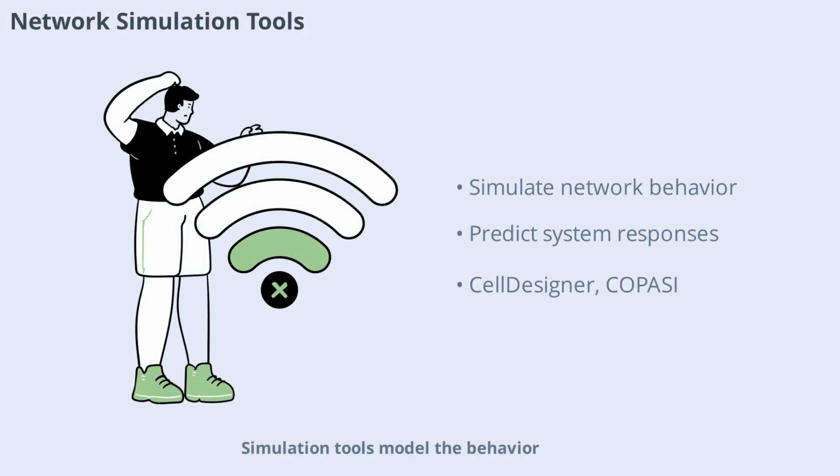Simulation tools model the behavior of biological networks under different conditions. By simulating perturbations or interventions, researchers can predict system responses and design experiments. Tools like CellDesigner and COPASI are widely used for simulating biochemical networks, providing valuable insights into dynamic processes.